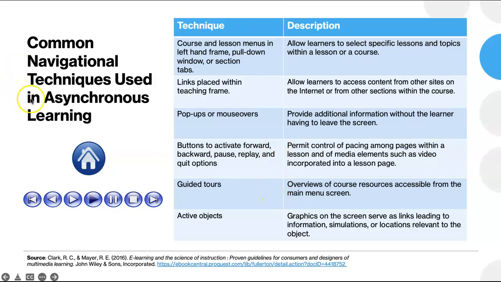And then we have buttons to activate forward, backward, pause, replay, and quit options. These buttons permit control of pacing among pages within a lesson and of media elements such as video incorporated into a lesson page. Some e-learning courses have guided tours, overviews of course resources accessible from the main menu screen. And then we have active objects. Graphics on the screen serve as links leading to information, simulations, or locations relevant to the object.